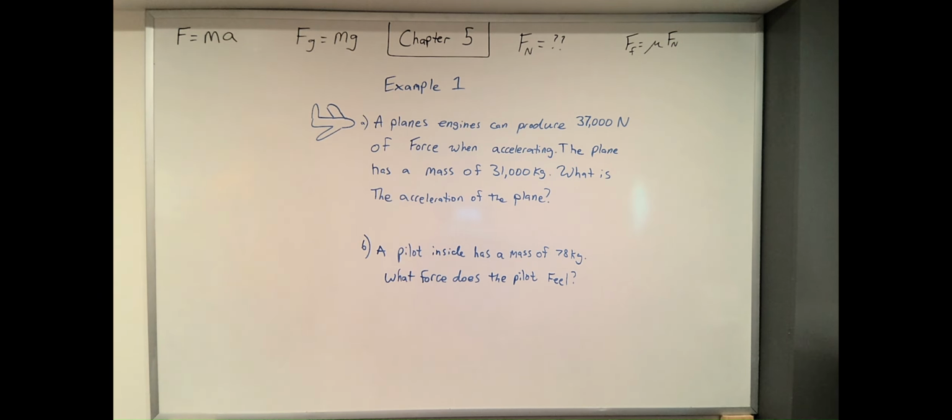So the plane's engines produce 37,000 newtons. The mass of the plane is 31,000 kilograms, and we need to solve for A. If you punch that in, you should get an acceleration of 1.194. That's what I've got written down there. I'm hoping that that's right.